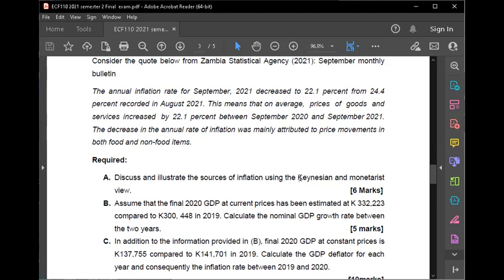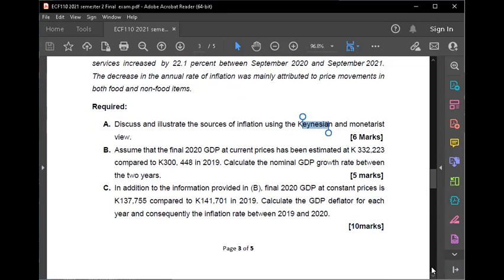All right. So for A, it's about inflation. Yes, it says discuss and illustrate the sources of inflation using the Keynesian and monetarist view. Under the Keynesian, it's the demand pull inflation and cost push inflation. So what causes those two? That's what we discuss. Monetarist is only money supply. They just say an increase in money supply will cause inflation. So most of your points will come from the Keynesian. And that's all. You remember the class that we had on this, right? On inflation. I think I sent it to you.